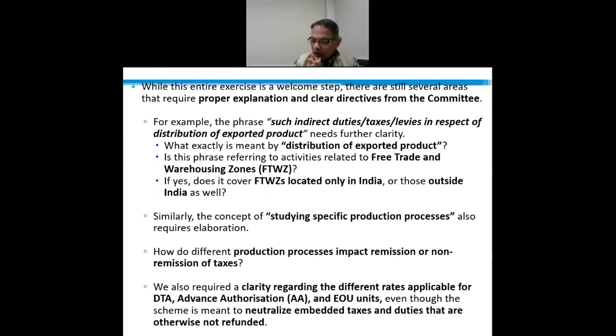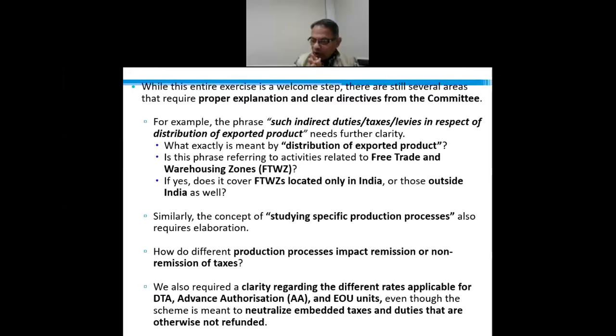There is a third question. Is it related only to FTWZ located in India or outside India as well? Because technically speaking, when I make consignment sales, I store the goods abroad. They are not practically sold.